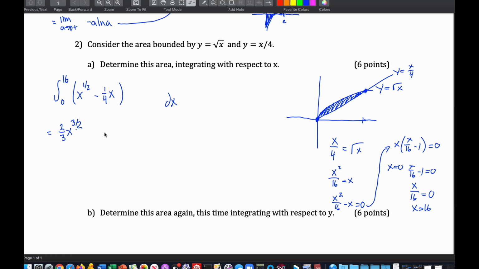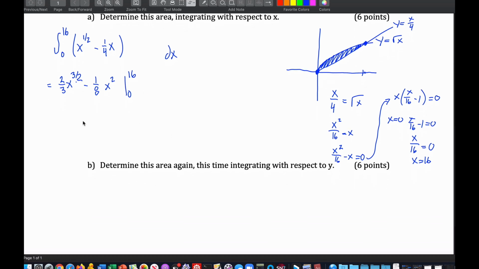And then the antiderivative here, well, I'm going to have x squared, but I need a 1/2 out in front, and that 1/2 and this 1/4 will give me 1/8, and it's still negative like it was above. And I have to evaluate this thing from 0 to 16. Plugging in zeros, that's going to be awesome. Plugging in 16s, yeah, not so much.